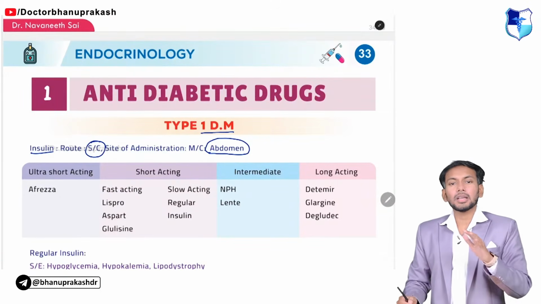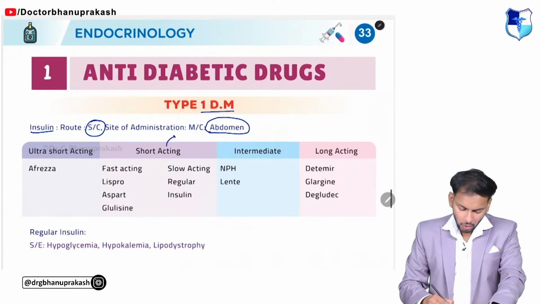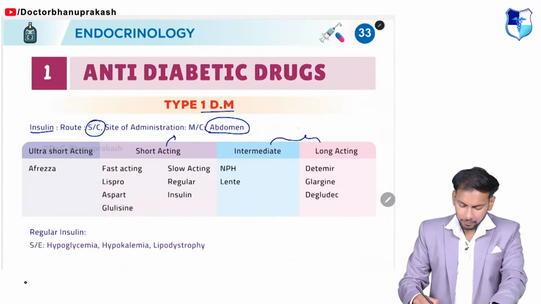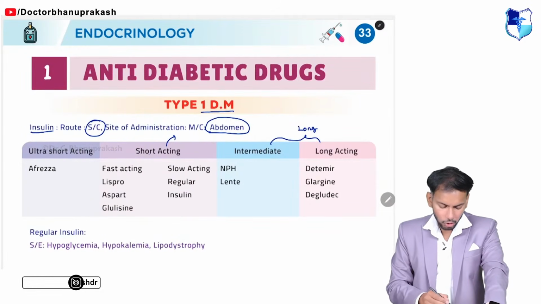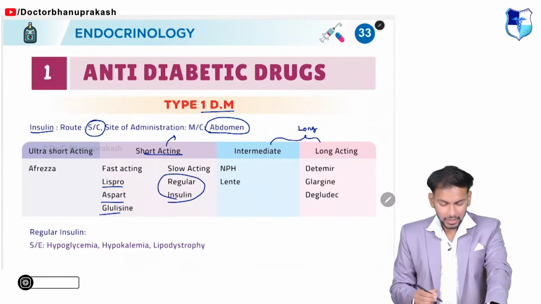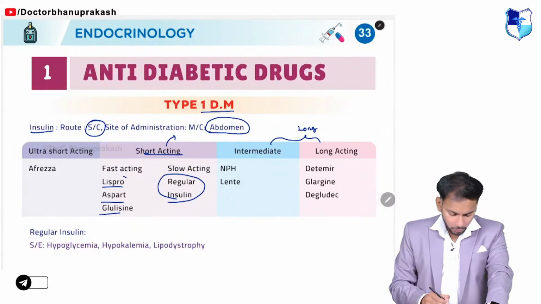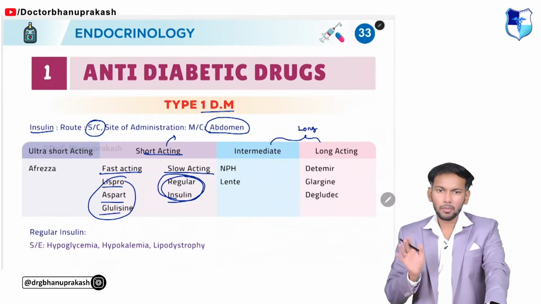Now, what are the types of insulins that you know? See, according to the textbooks, there are only two types, short acting and long acting. But I've divided into 2 to 3 groups. Let us see how. Short acting, you have lispro, aspart, glulisine as well as regular insulin. But lispro, aspart, glulisine are fast acting, regular insulin is slow acting. This is how I divided it.